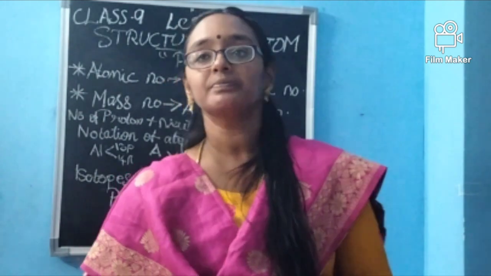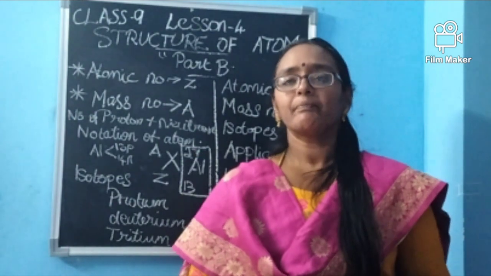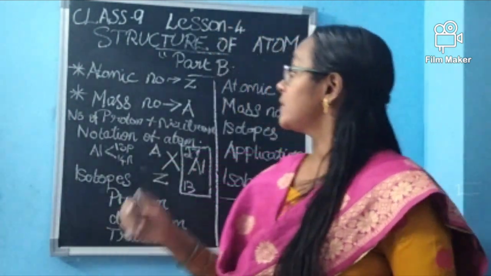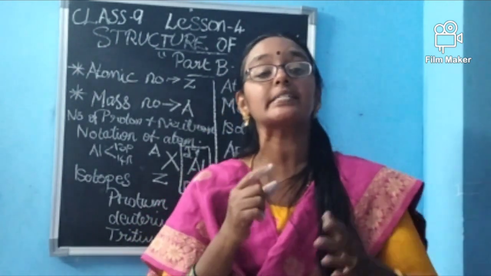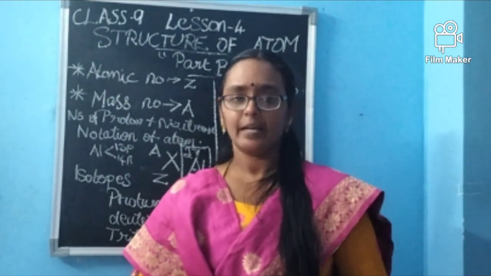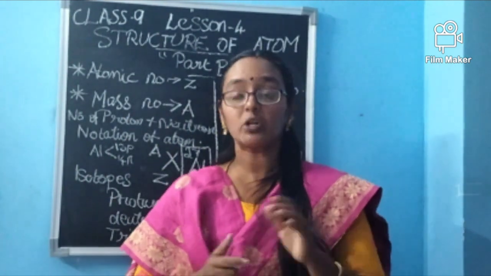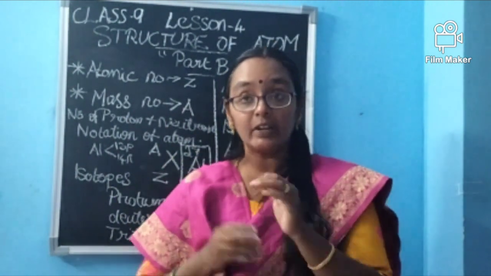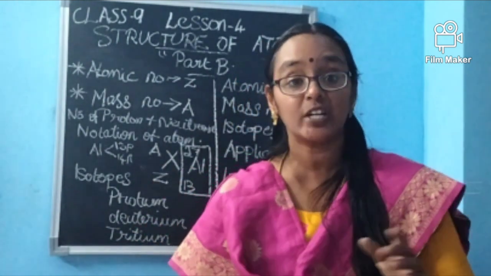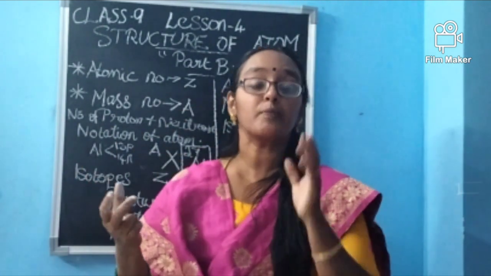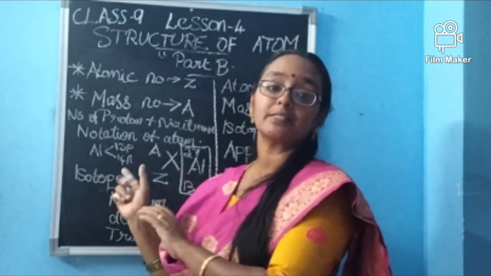Now we are moving to yet another thing, isotope. See, as I told you, the atomic number represents the number of protons. If the atomic number is changing, what will happen? The element itself will change, because the number of protons represents the element. But if the mass number is changing, will the element change? No. It is the sum of the number of protons and neutrons, which means the neutron number can be changed, and that makes the mass number change.